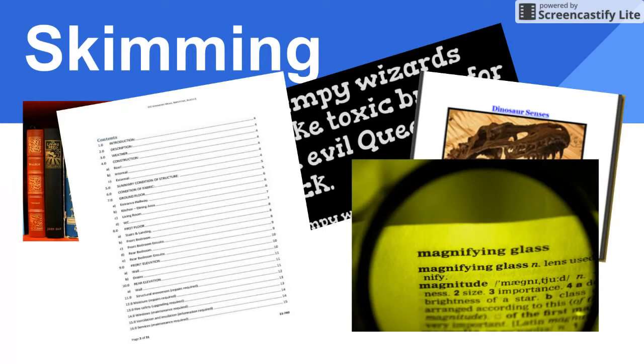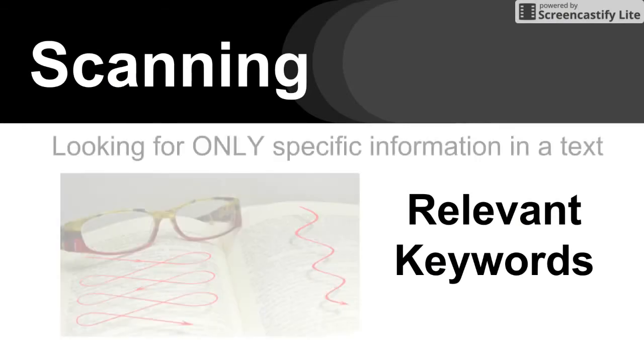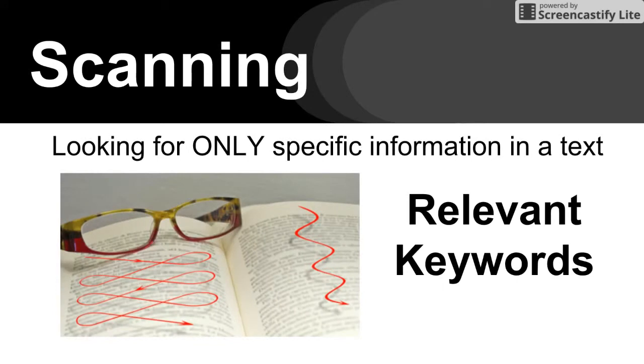Let's move to the second technique here, which is scanning. Scanning is always looking for specific information in the text. So you are not looking for the general idea as we have in skimming, but you are only looking for specific information. You don't need to go through the whole text, but you need only one or two ideas.